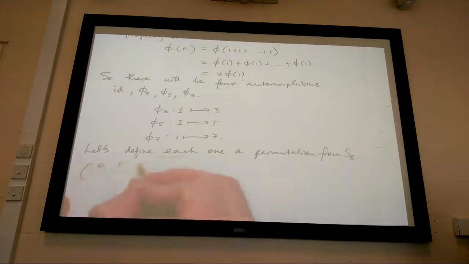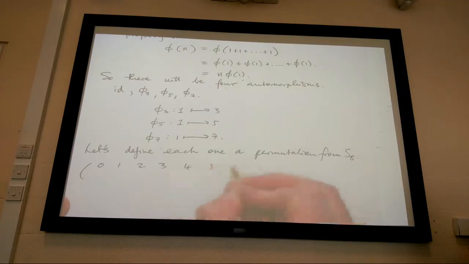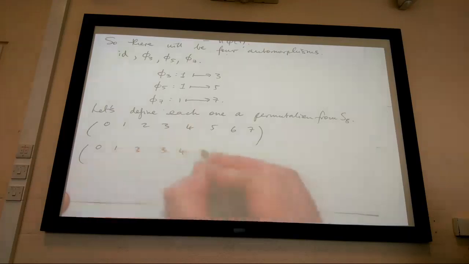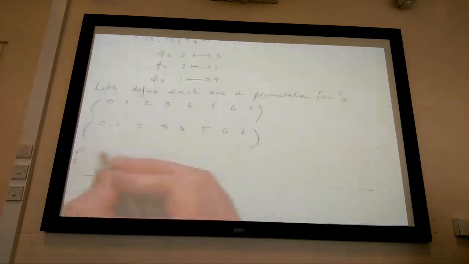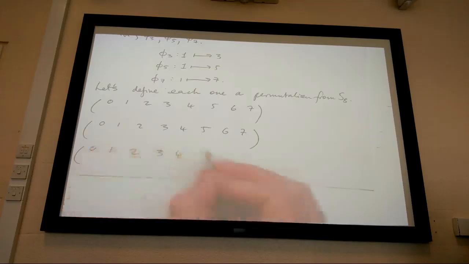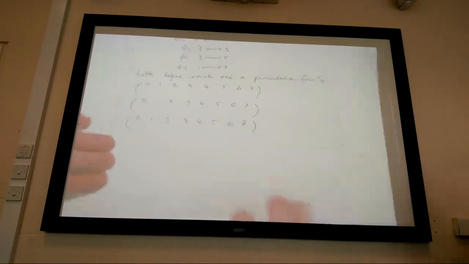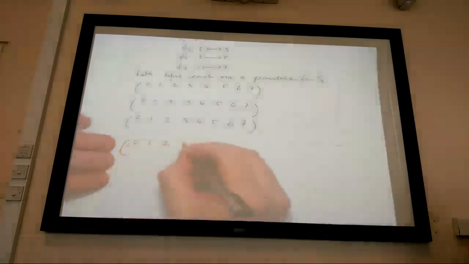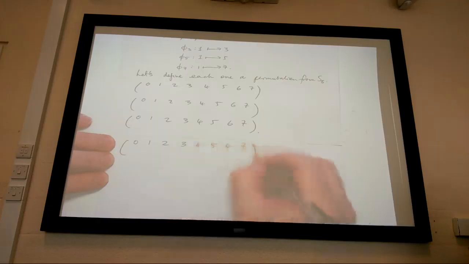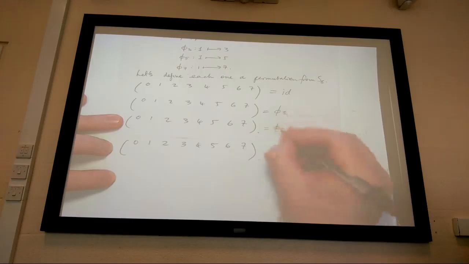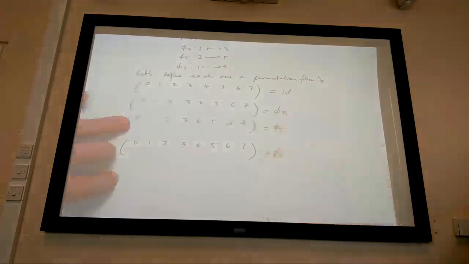So you've got the elements 0, 1, 2, 3, 4, 5, 6, 7, and we're going to have four of these. I'll put it in two-line notation first, but then I'll want to express it as a product of disjoint cycles so that I can see what's going on with these elements and what their orders are. Is everybody with me so far? So we're now going to list the identity, the automorphism phi 3, phi 5, and phi 7.